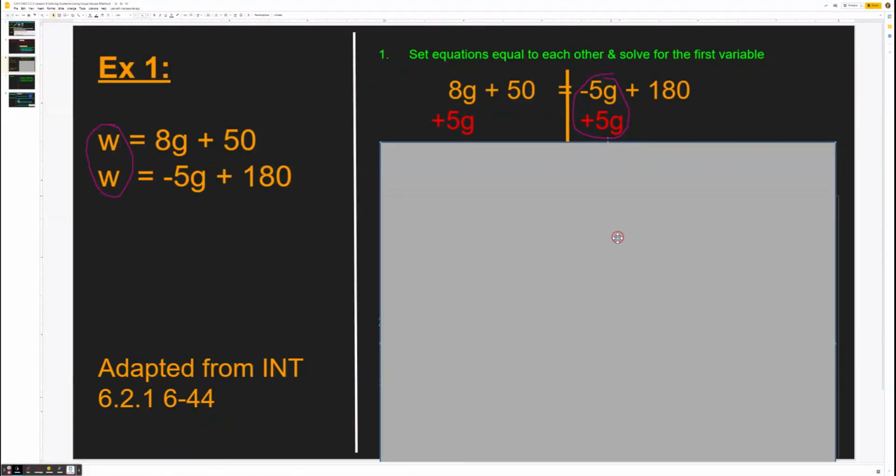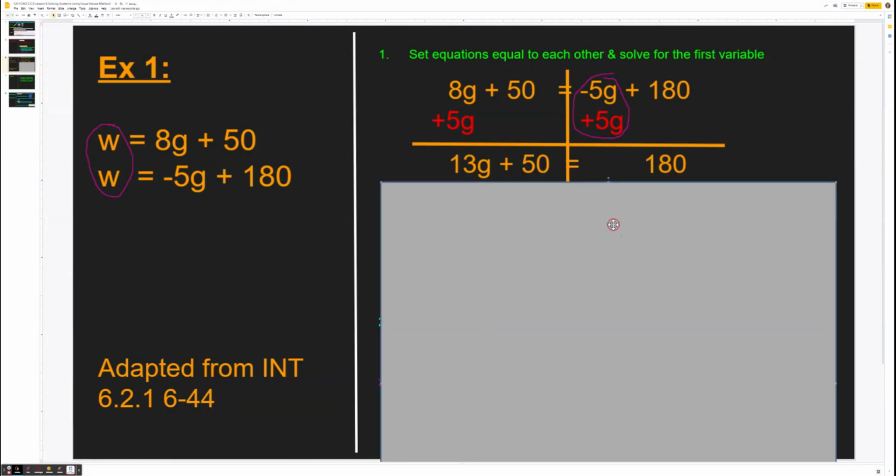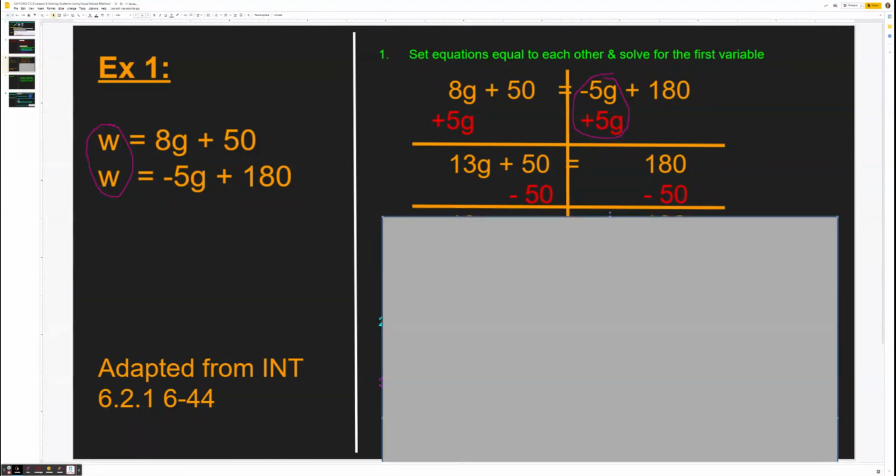So that leaves us on the left, 13g plus 50. And on the right side, we've got this 180. And as you're looking at it, you should notice that all the g's are gone from this right-hand side. So now I need to get rid of this plus 50. And what's the opposite of adding 50? You got it. Clear that 50 out. And we need to do that on both sides of the equation.